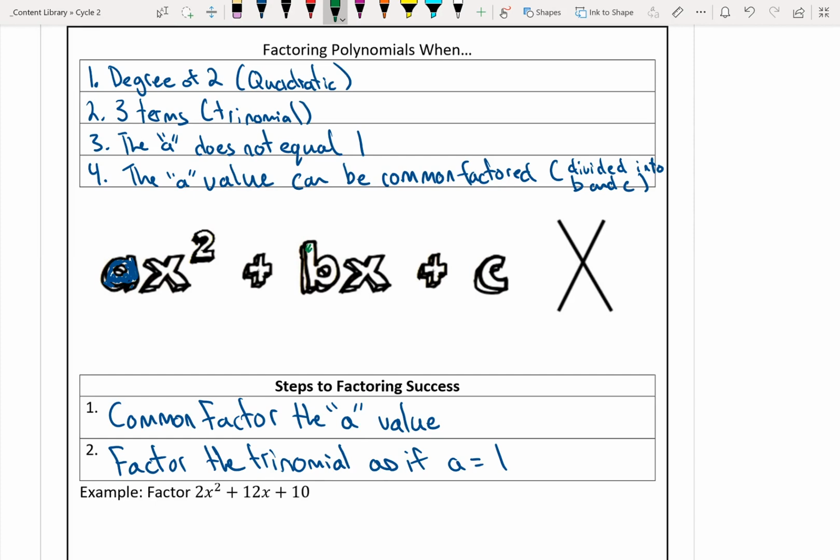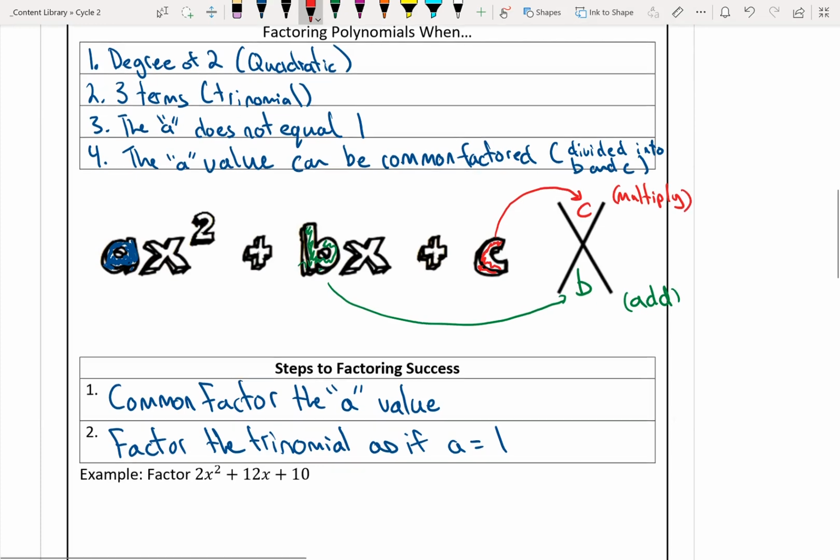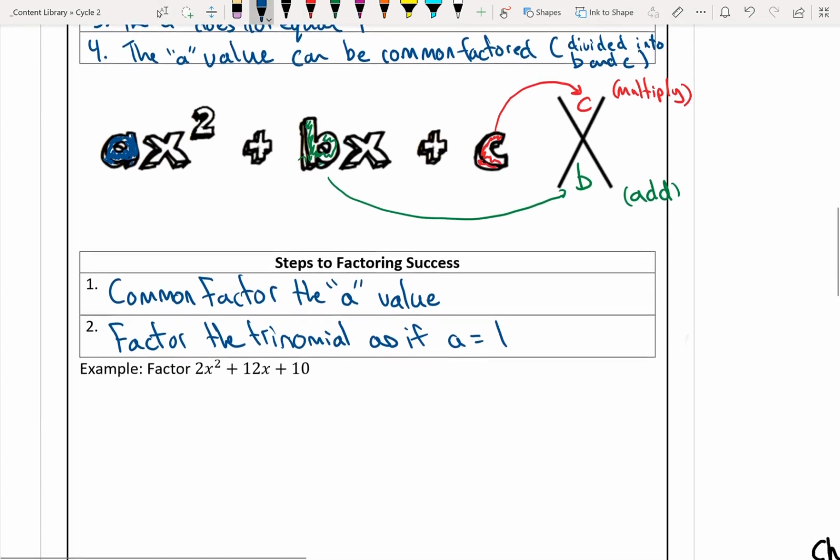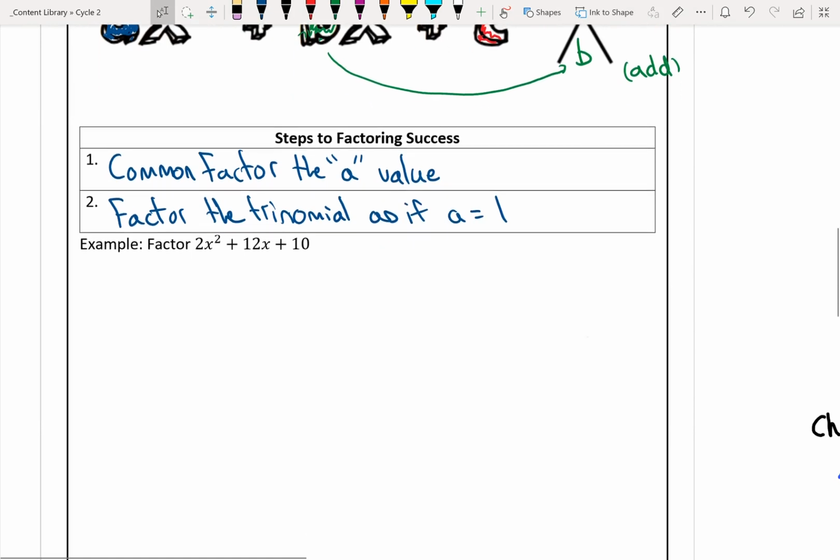So again, that still means that we have to have our b value, and the b value goes to the bottom. We have our c value, and c value goes to the top. And we're looking for 2 numbers that multiply to c and add to b. So again, the exact same thing as before. The only difference is that we have an a value up front. So let's look at an example.